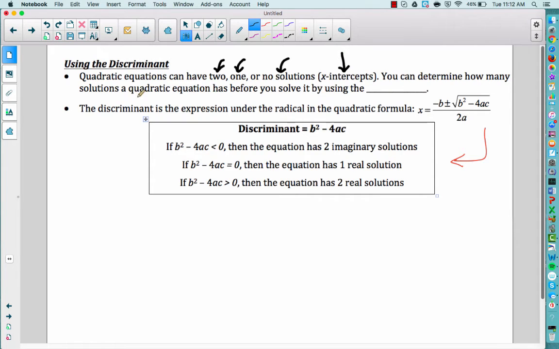Okay, so to recap, quadratic equations can have two, one, or no solutions, also x-intercepts. You can determine how many solutions a quadratic equation has before you solve it by using the discriminant.